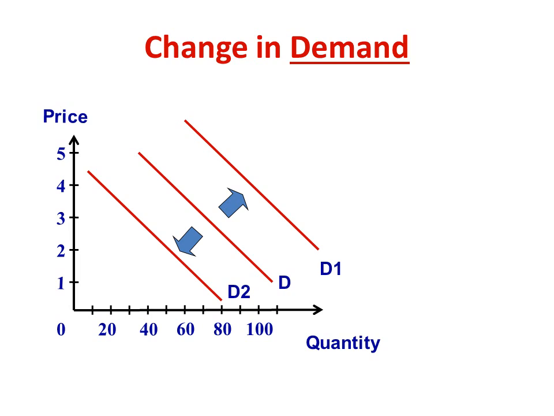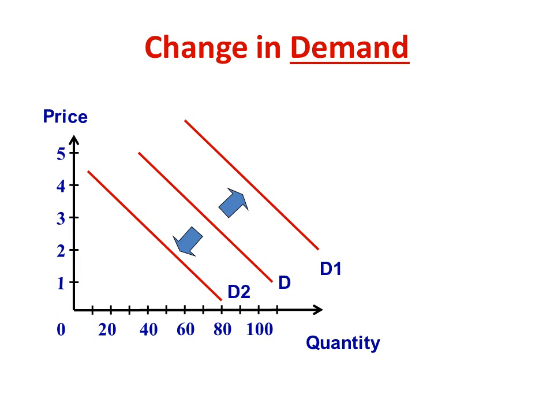So we're no longer talking about a movement along a single demand curve caused by a change in the price of the good or the service or the resource. We're no longer talking about a movement along that D curve. We're now talking about the entire curve shifting. A shift from the curve labeled as D to the right, an increase in the demand to D1, or a decrease in demand from the curve in the middle D to D2.